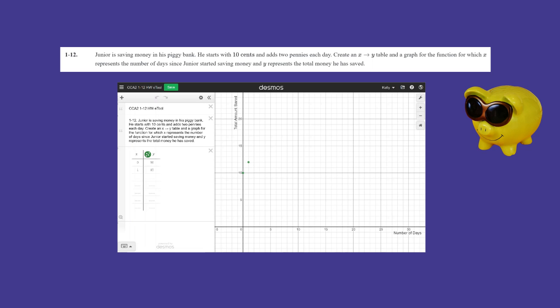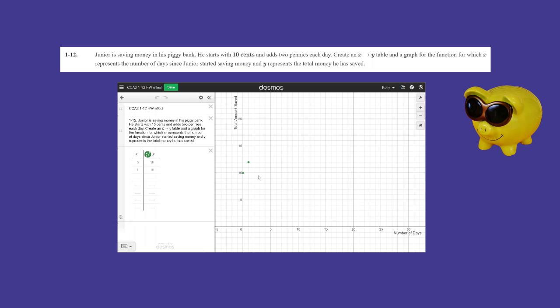Number 1-12. Junior is saving money in his piggy bank. He starts with 10 cents, which is our y-intercept, which you can see right here. Starts with 10 cents and adds 2 pennies each day. And it says create an XY table and a graph for the function for which X represents the number of days since Junior started saving money and Y represents the total money he has saved.